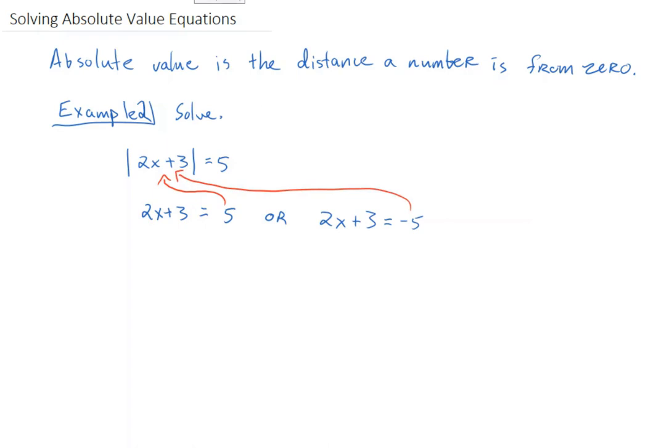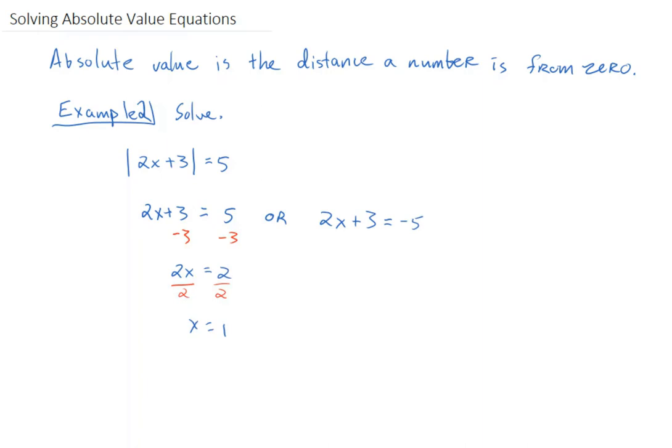Now that we have that set up, we can solve each one of these separate equations to figure out what x needs to be to make this true. I'll start solving the first equation by subtracting 3 from both sides. This gives me 2x equal to 2. And then I can finish isolating x by dividing both sides by 2. And so I get that x equals 1.